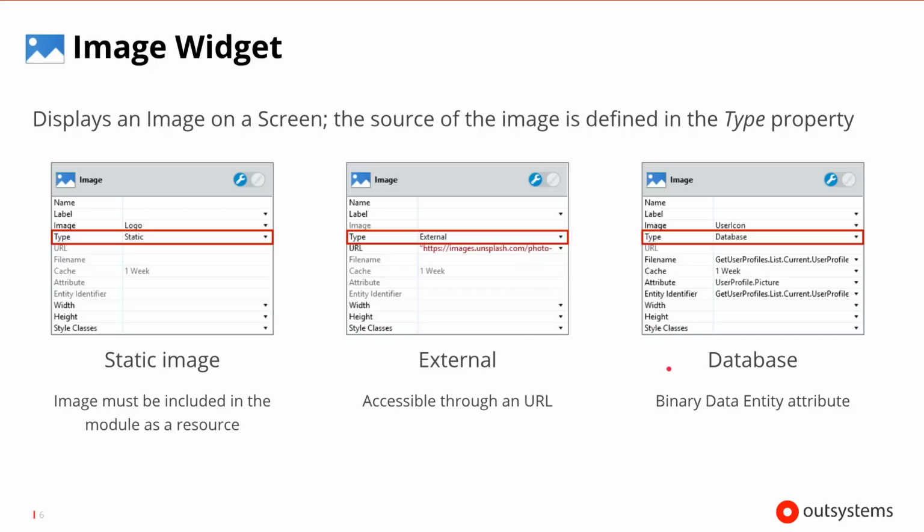And then there's also what we call the database widget. And the database widget is going to retrieve an image from the database by pulling out the binary data from the database. And in that particular case, that means that we need an entity identifier to be able to get the right entity, and we need to know what attribute. So in this case, a user profile's picture may be the image that we want to display.